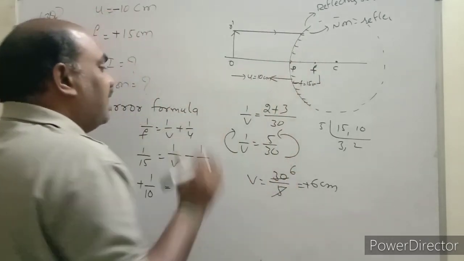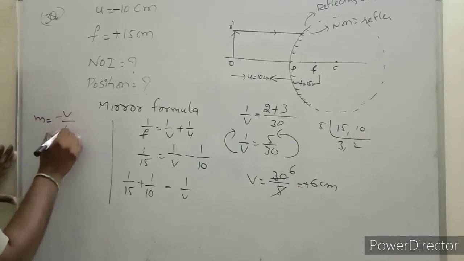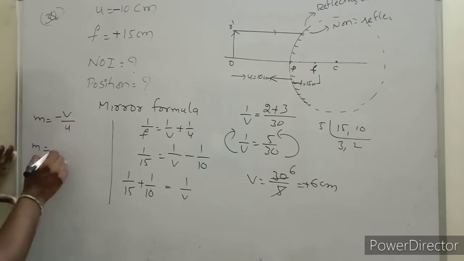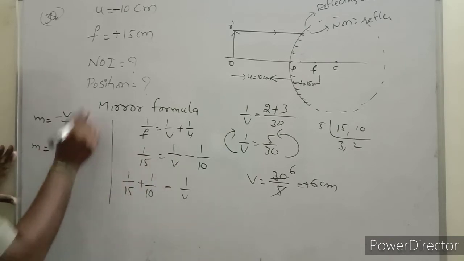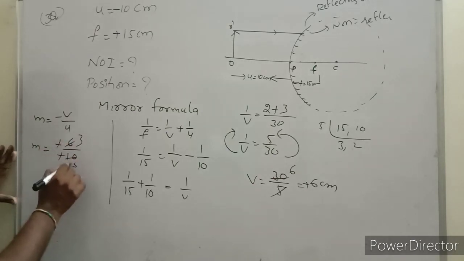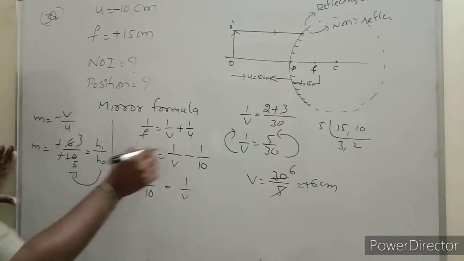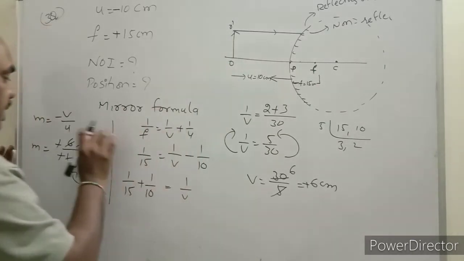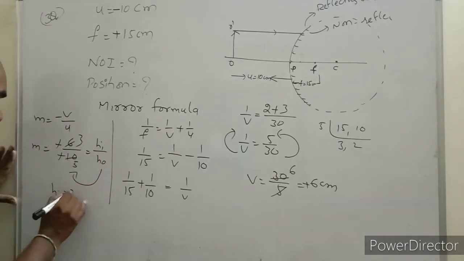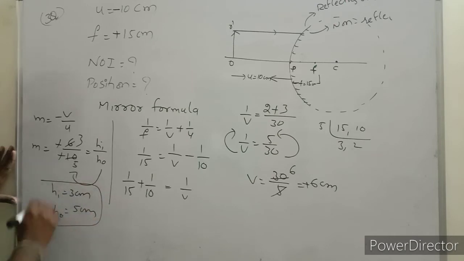Whether the image is enlarged or diminished, we will also see. Nature of image: magnification we will find. Magnification is equal to minus V by U. V we know, U we know. Minus V is 6 by U is minus 10. Cancel, 2 3s, 2 5s. This is nothing but HI by H naught. If the object height is 5 centimeter, the image height is only 3 centimeter. That means a diminished image is formed.